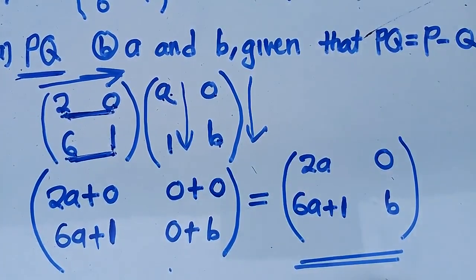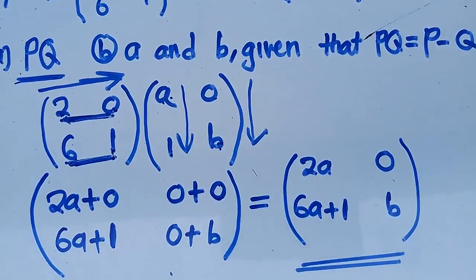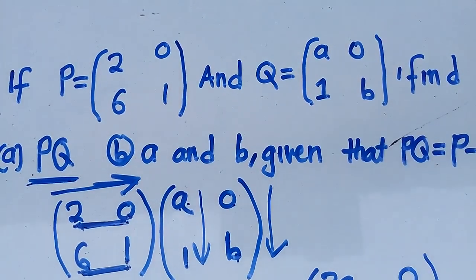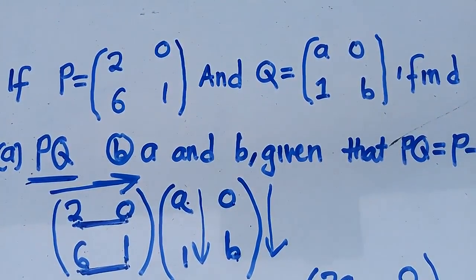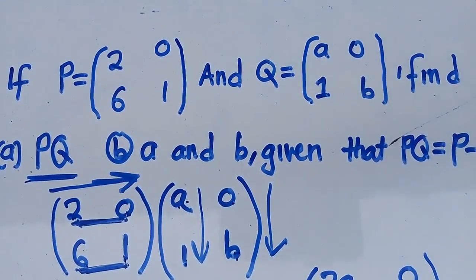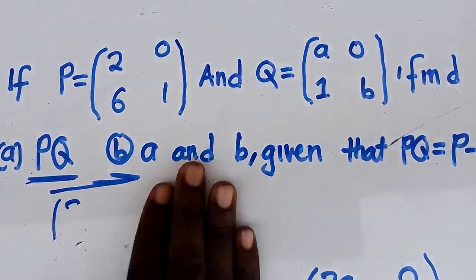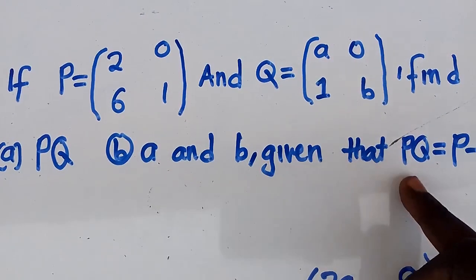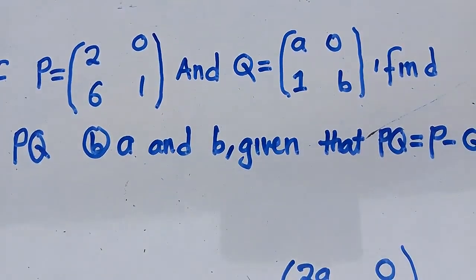So you found this is what? This is PQ, the one that you are taught to find. So you are done with this. You move to the other part, where you are taught to find now the value of A and B in this particular matrix. So I'm going to move this part, I've answered it. So it is A and B, given that PQ is equal to P minus Q. That's how the question is.